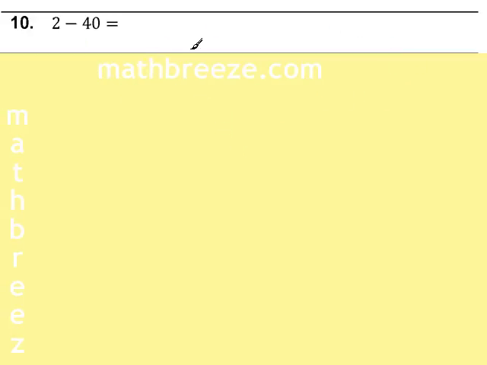Here's another case where we're subtracting more than we have. We have 2 and we're subtracting 40. All right, so the answer will be negative. So I think the best way of doing this is just to subtract and make sure your answer is negative. So we're going to subtract, and when we subtract we have 38, and the answer is negative.